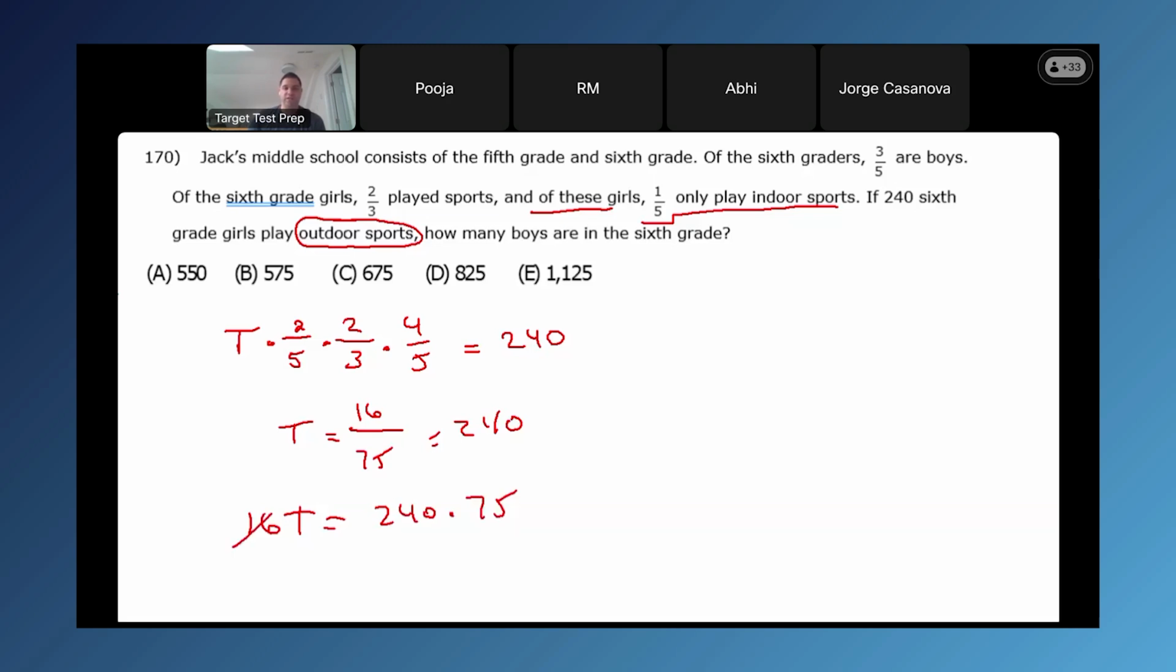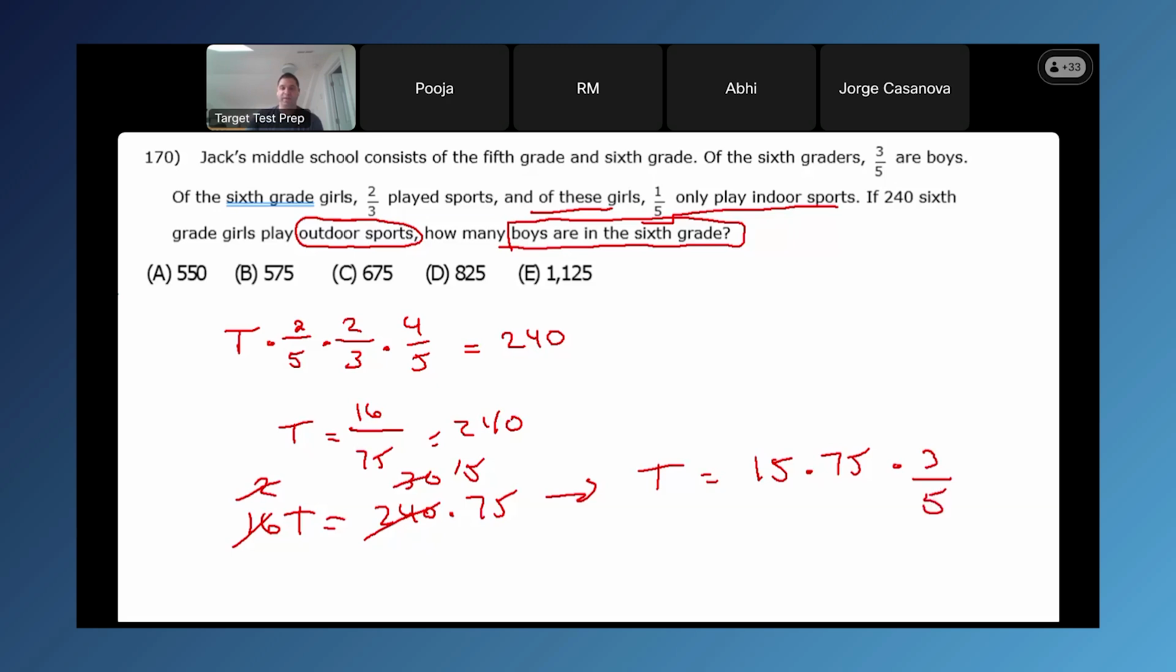You can bring it over to say 240 times 75. You can say 8 goes into 16 twice. 8 goes into 240 3 times. 2 goes into 2 once, goes into 30 15 times. T is equal to 15 by 75. Now, you could do 15 by 75 out, or you could recognize we care about the boys in the 6th grade, not the total. So we'd be multiplying that by 3/5, right?